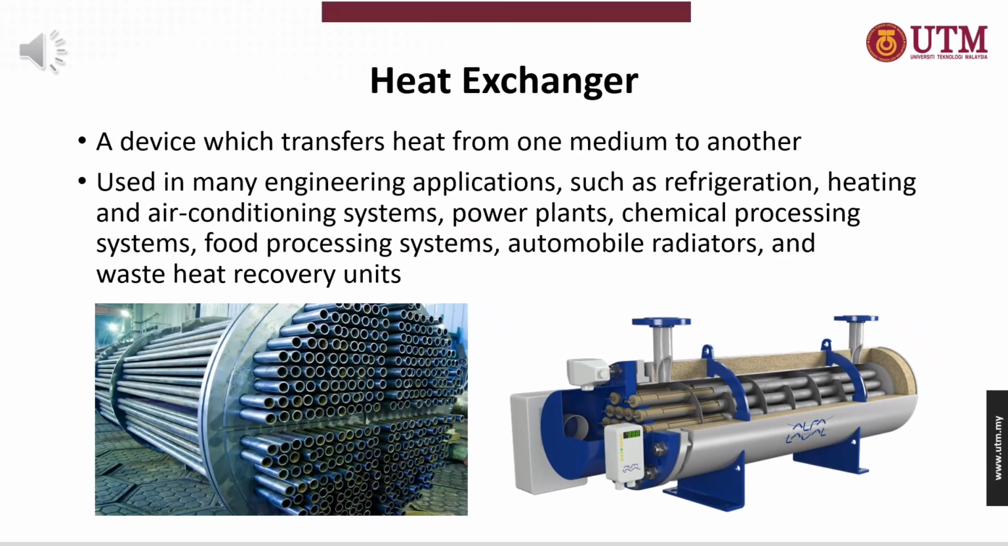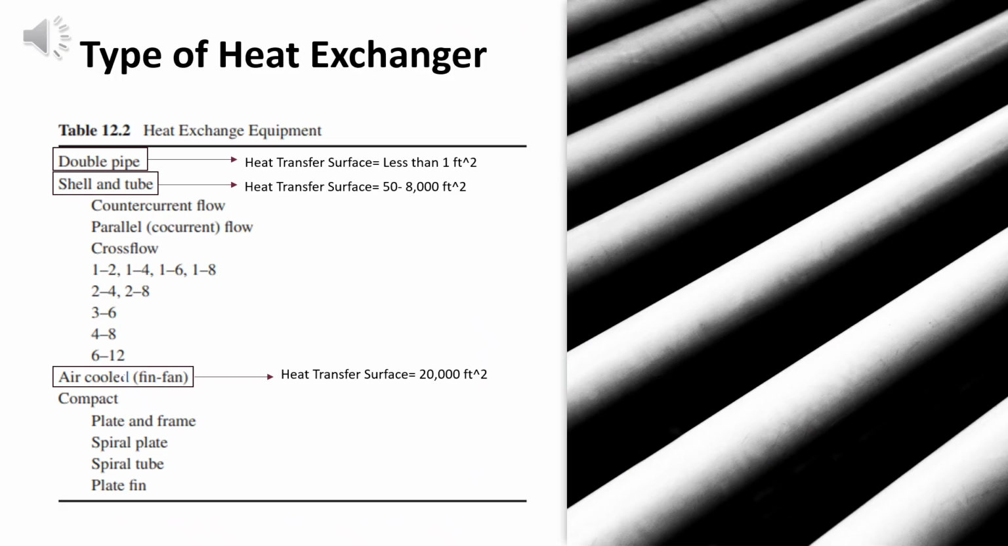Now I'll be explaining the heat exchanger, which is a device that transfers heat from one medium to another. It is used in many engineering applications such as refrigeration, heating and air conditioning systems, power plants, chemical processing systems, food processing systems, automobile radiators, and waste heat recovery units. As shown in the slides, a variety of standard sized equipment is available for heat exchange, which are double pipe heat exchangers, shell and tube heat exchangers, air-cooled fin fan heat exchanger, and compact heat exchanger.